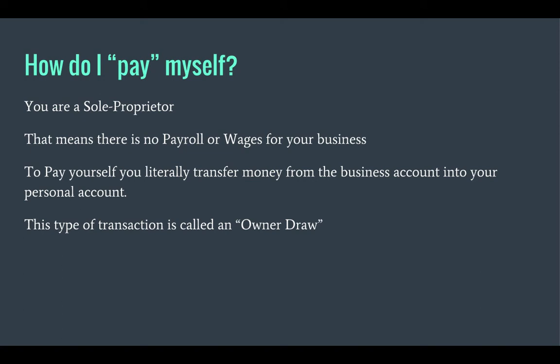This type of transaction is called an owner's draw. So obviously, once you've gone through the steps in this course and set up your business account, all your business income is first going to be flowing into your business account, and then you can take money out of that business account and move it to your personal account. And this is how you pay yourself. I know it seems almost too easy, but really that's how it works as a sole proprietor.